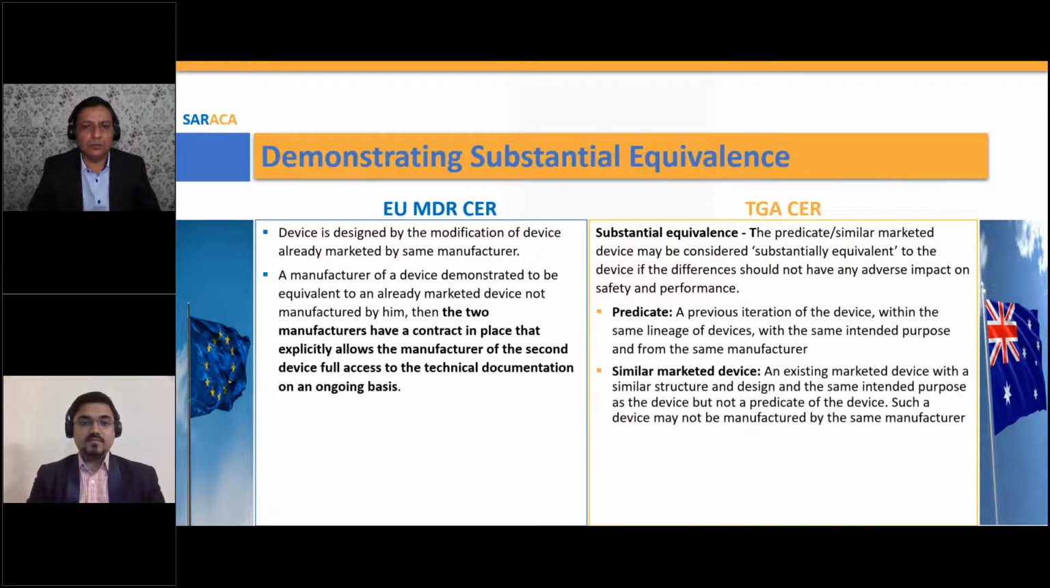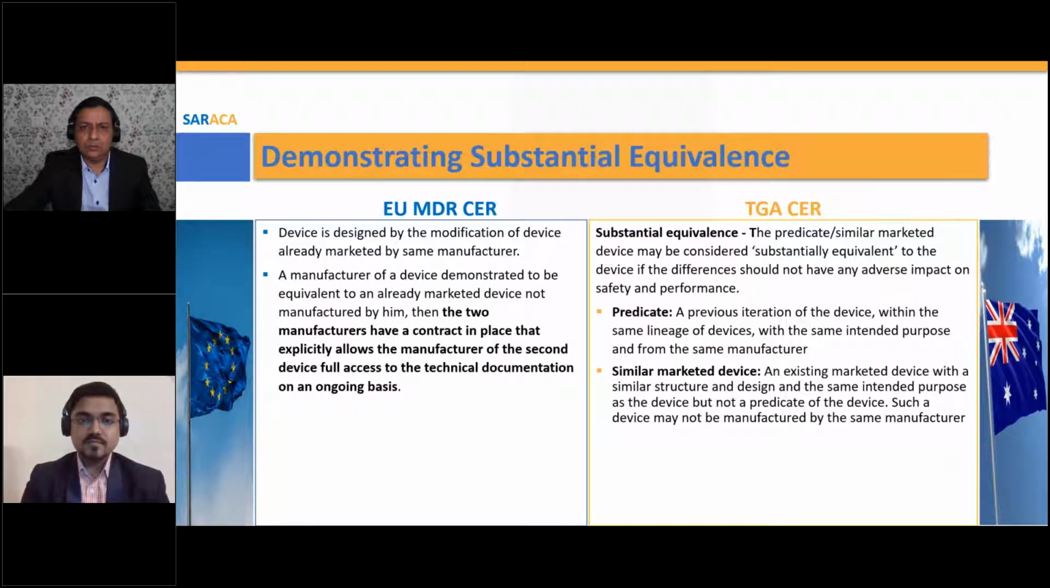The next topic is demonstrating substantial equivalence. There's quite a bit of difference here between the two. Substantial equivalence under the TGA is defined as: the predicate or similar marketed device may be considered substantially equivalent to the device if the difference should not have any adverse impact on safety and performance.